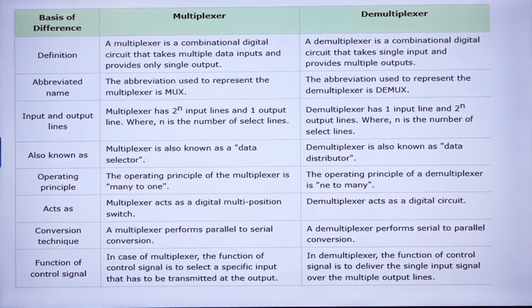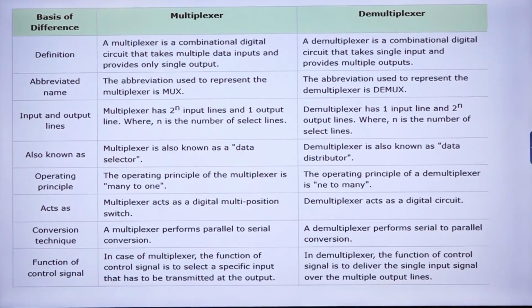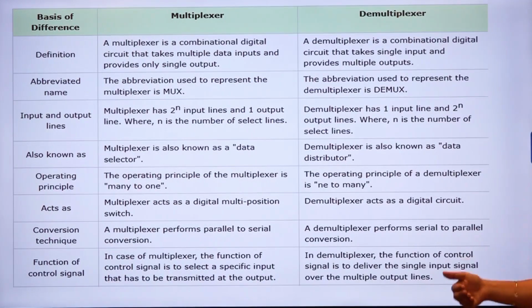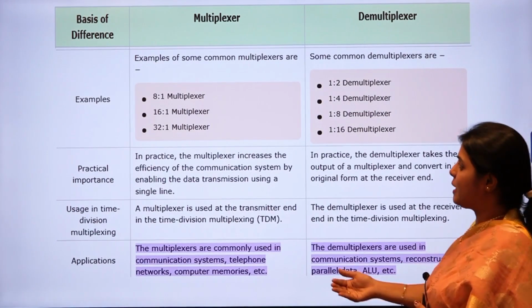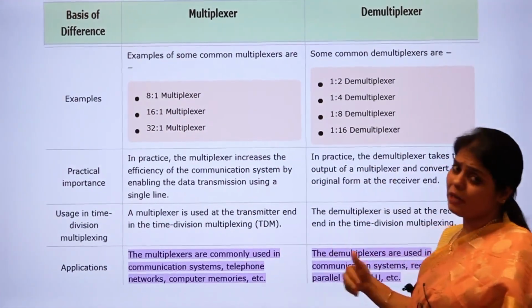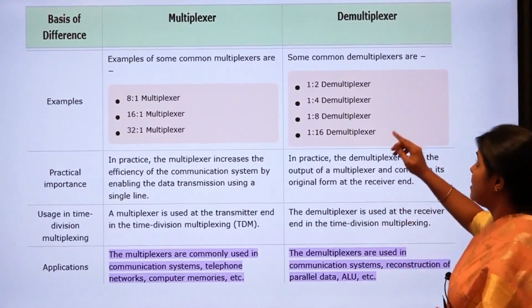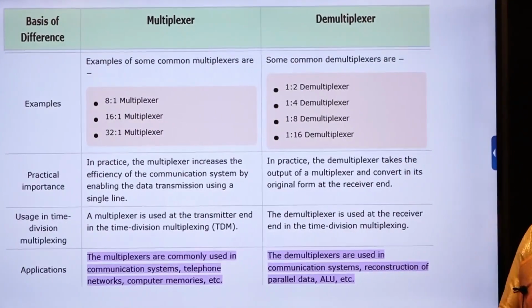When you talk about the function of the control signal, it is to select the specific input that has to be transmitted to the output in a multiplexer, whereas in a demultiplexer its function is to deliver the one input to the specific output lines. Examples of multiplexers are 8 by 1, 16 by 1, 32 by 1, and so on, depending upon how many select lines we take. Similarly, we have 1 by 2, 1 by 4, 1 by 8, 1 by 16 demultiplexers.